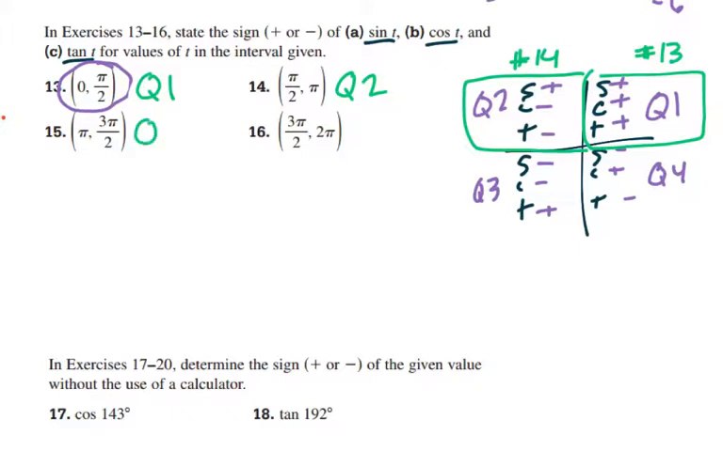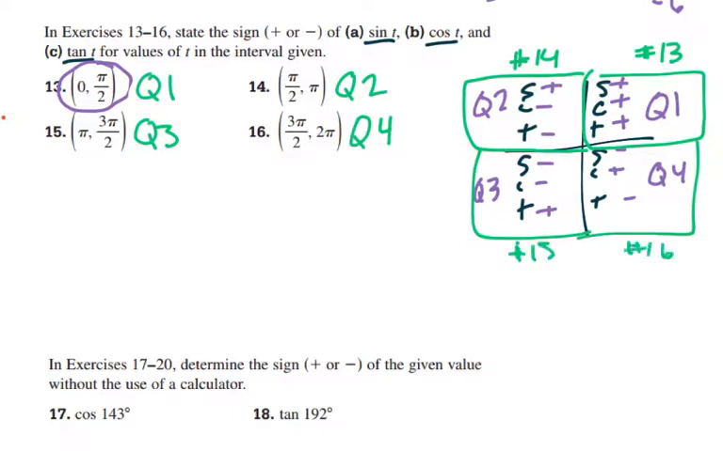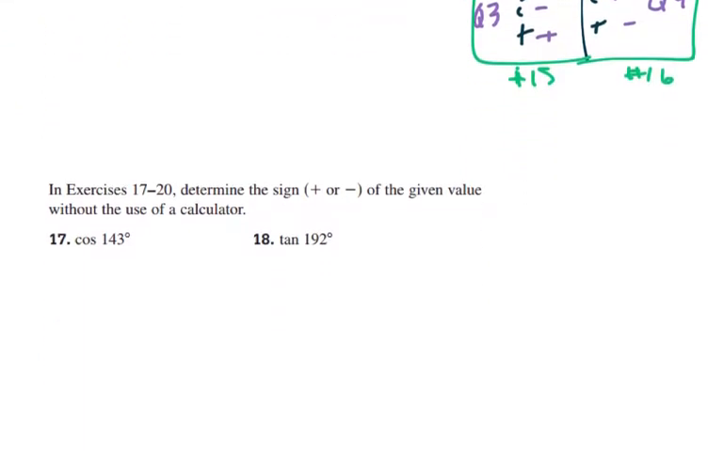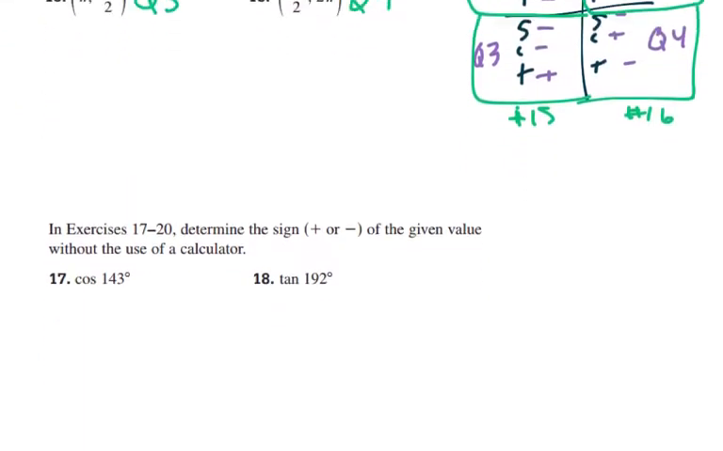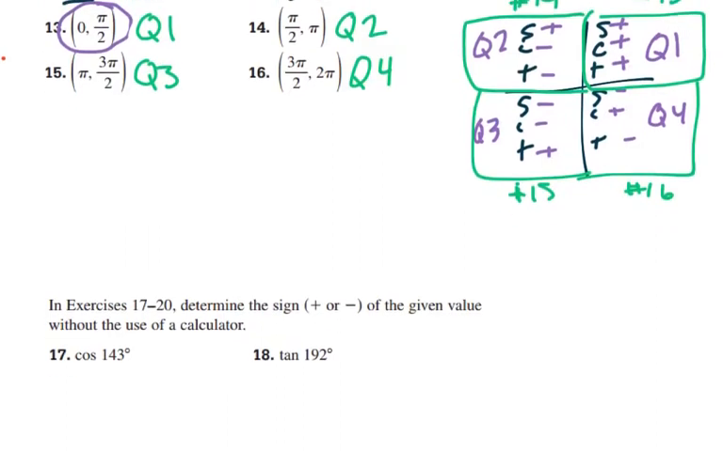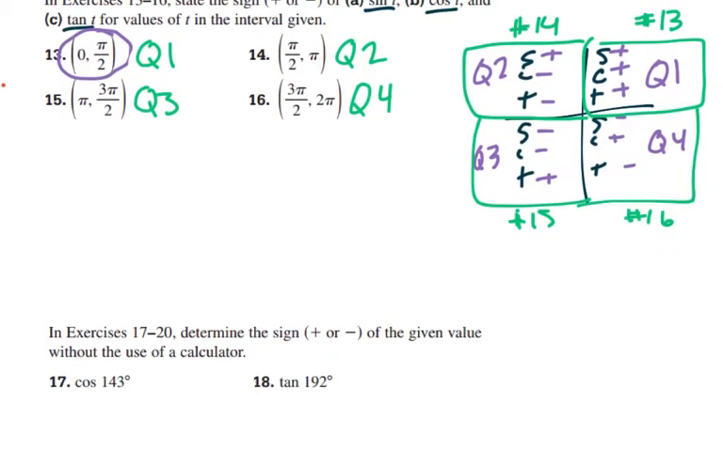15, they want that third quadrant, and then 16, yeah, is the fourth quadrant. So we can just kind of do it this way, where S, C, and T would be sine, cosine, and tangent. So this is number 15, and this is number 16. That's nice. All right. The next one, they want you to determine it without using a calculator, so same idea now that we've set this up.